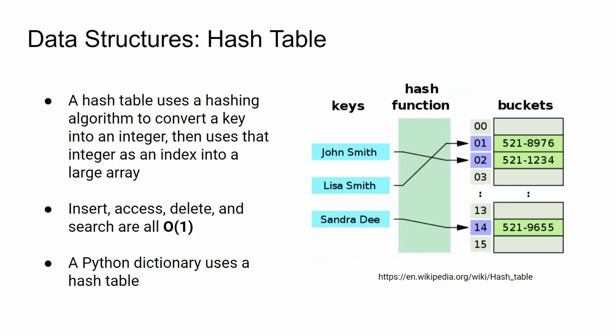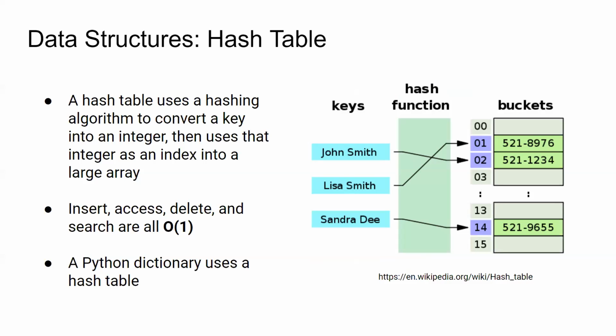Okay, so just a couple more data structures, and maybe we can open up some questions. So a hash table uses what's called a hashing algorithm. It can basically turn a key into an integer, and then you can use that integer as an index into a very large array.